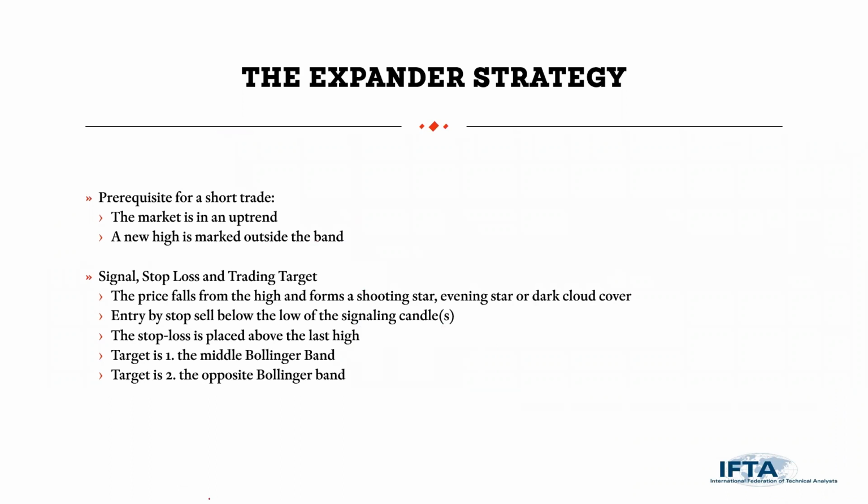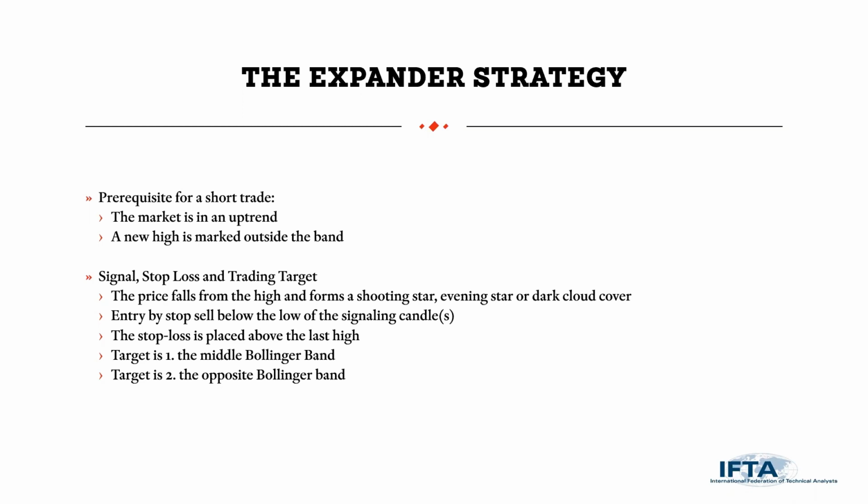The prerequisite for a short trade is, of course, you need to have an uptrend and you need to have a new high, which is marked outside of the band. And if the price falls from the high and forms a shooting star, evening star, dark cloud cover, or bearish engulfing, you want to enter with a stop sell below the low of the signaling candle or candles, and the stop loss is placed above the last high. Target number one, the middle of the Bollinger Bands. I personally like to leave the stop loss unchanged.